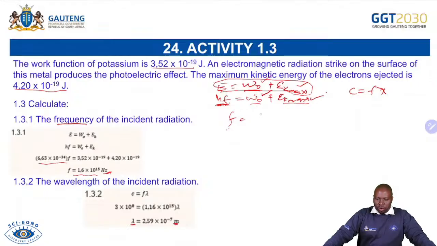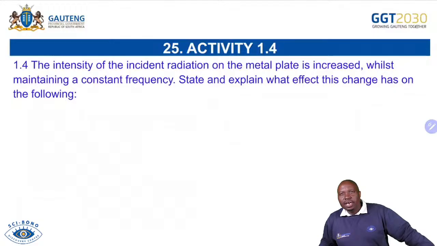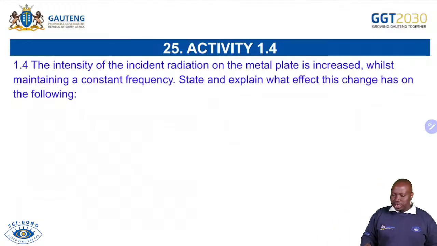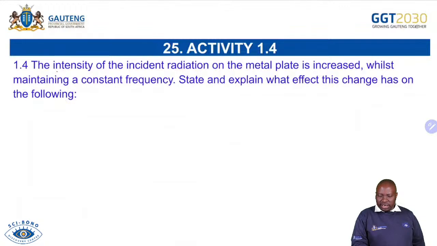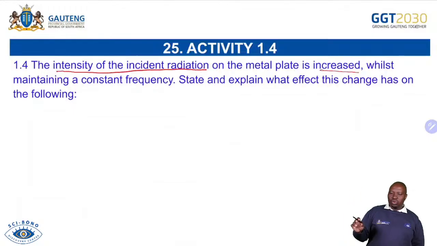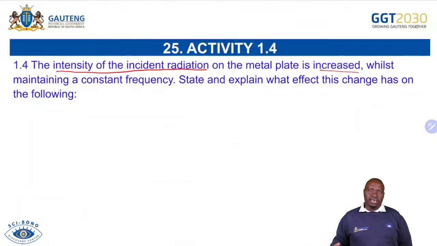As we go now to activity 1.4. Remember, we talked about intensity. So this question is based on intensity, to say the intensity of the incident radiation on a metal plate is increased. So we're increasing the intensity. Remember, they can ask you when intensity is decreased. We don't have to be always cramming that we got to talk about brighter. Remember, we said brighter light. You are increasing the intensity.